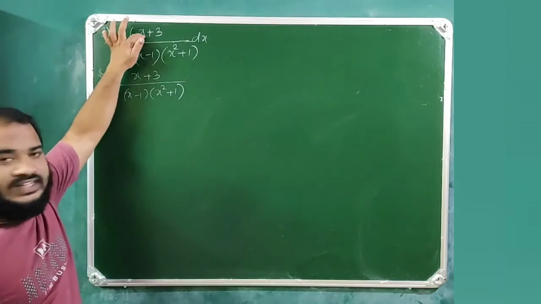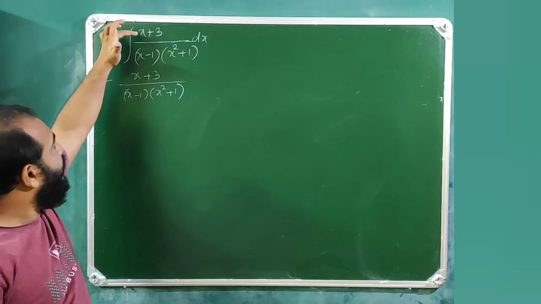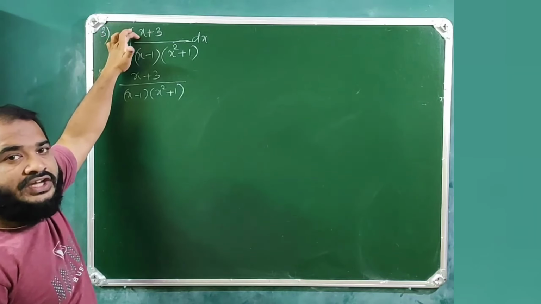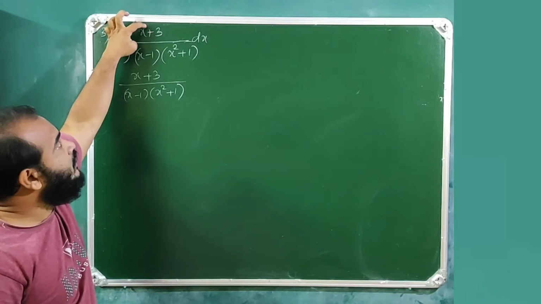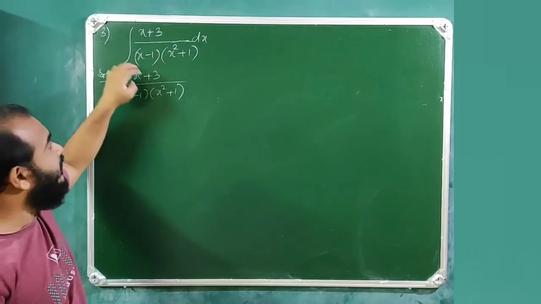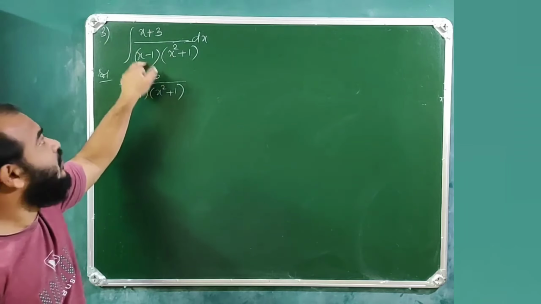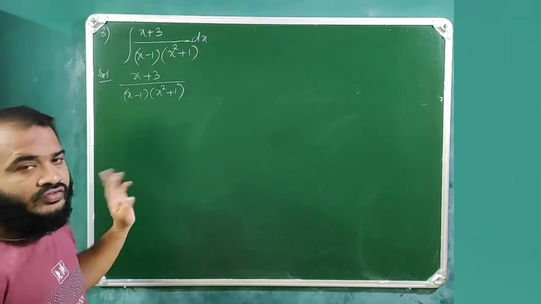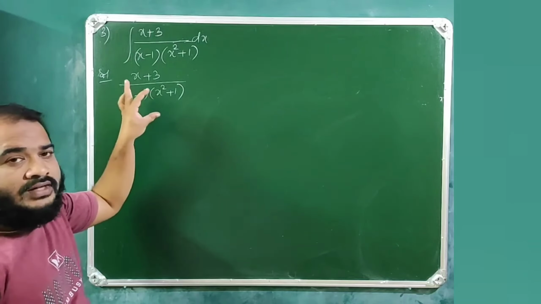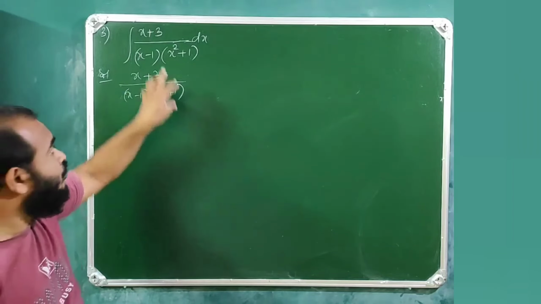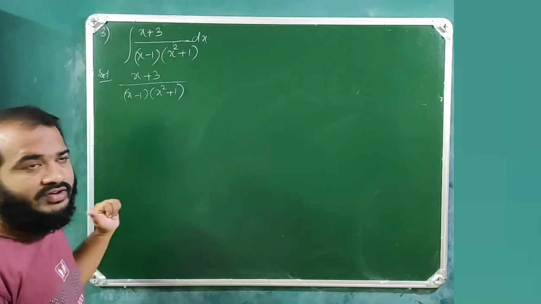So here, this is again a proper fraction, with the degree of the numerator being 1 and the degree of the denominator being x square into x cube. So 1 is less than 3. So the concept of partial fractions will be applicable to this proper fraction, point number 1.